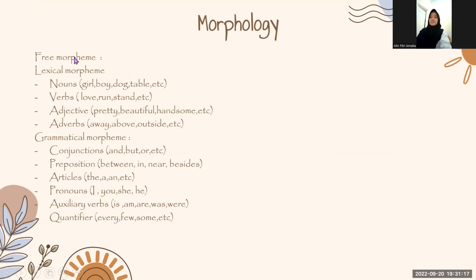I previously mentioned that there are two types of morphemes: free morphemes and bound morphemes. But here we're going to talk first about free morphemes. A free morpheme is a morpheme that can stand alone as a word, like the word dog. Dog is called a free morpheme because it can occur in isolation and cannot be divided into smaller meaningful units, and it can stand alone as a word.